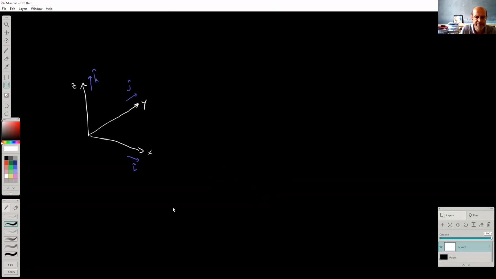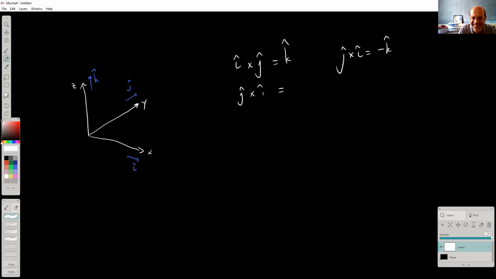All right, let me do it like that. Here, therefore, i cross j is equal to k. That means j cross i is equal to minus k then. Now you can go further. You can use the same kind of argument: j cross i is also a unit vector because of the sine theta rule, and it has to be perpendicular.